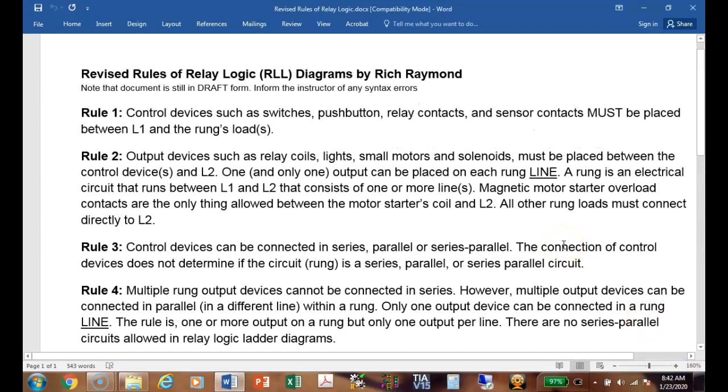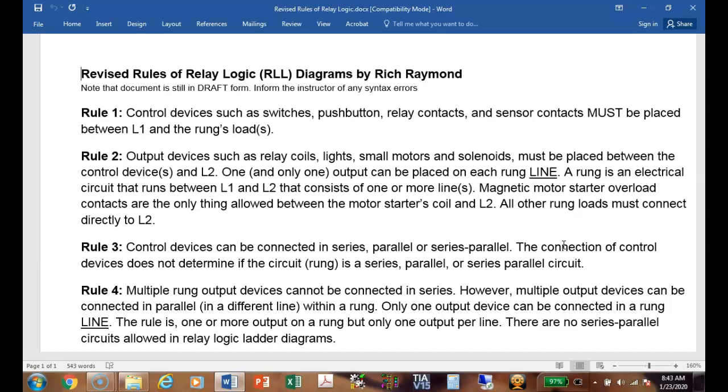So Rule 1: control devices such as switches, push button relay contacts, and sensor contacts must be placed between L1 and the rung's load. Do you understand that? Any questions on that one? Output devices such as relay coils, lights, small motors, and solenoids must be placed between the control devices and L2. One and only one output can be placed in a rung line. A rung is an electrical circuit that runs between L1 and L2 that consists of one or more lines, right?